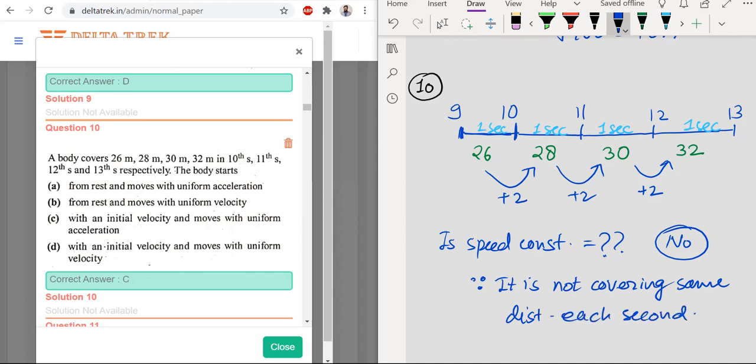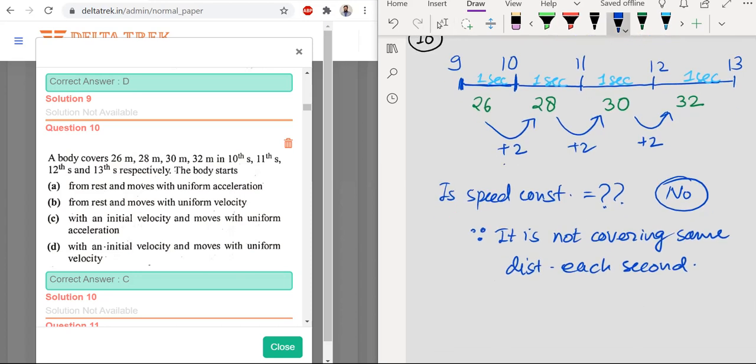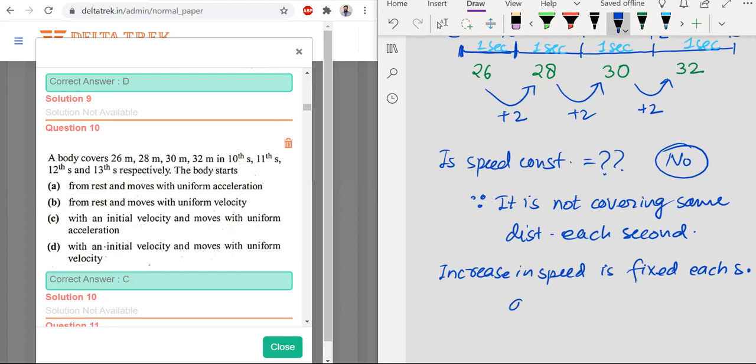So what does this mean? Each second it is increasing but the amount is fixed, which means the increase in speed is there but it is fixed. So the increase in speed is fixed each second. If the increase is fixed each second, that means, the increase in speed is nothing but acceleration. So acceleration is constant. Clear? And the initial speed is not zero.